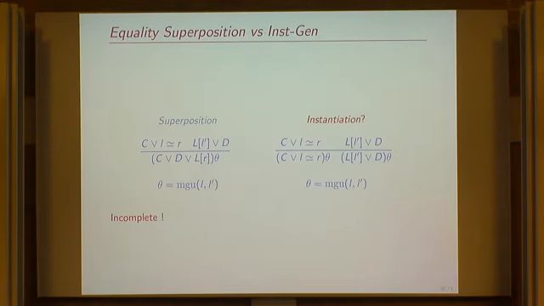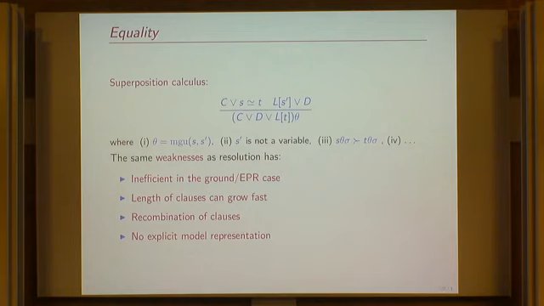So it doesn't combine clauses. At the end, it instantiates exactly the same original clauses. So the clause length doesn't grow, it doesn't recombine clauses, and so on. So it has the same advantages as the original instantiation.